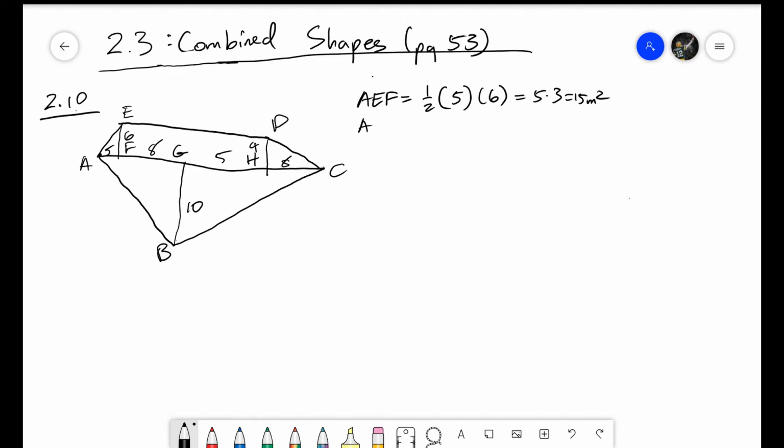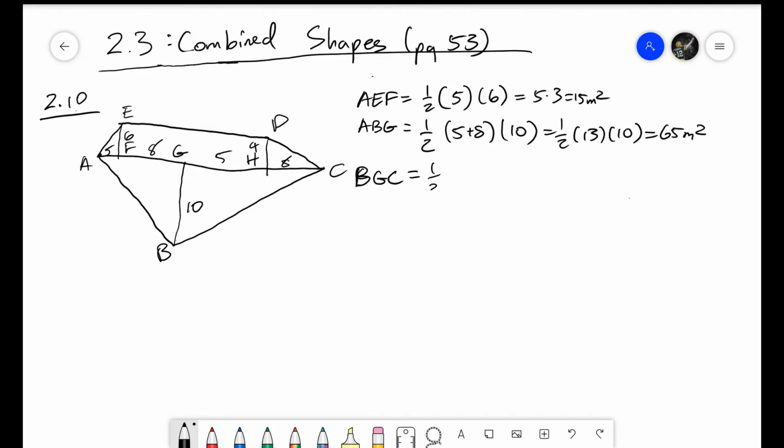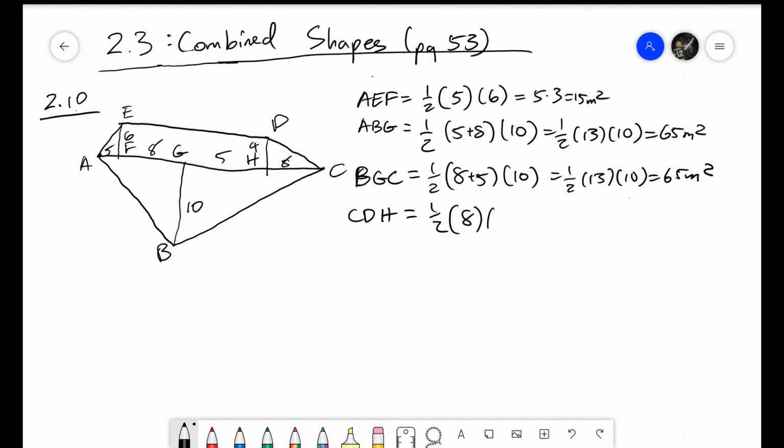The area of ABG is equal to 1/2 times AG, which is 5 plus 8, and BG is 10, which is equal to 1/2 times 13 times 10, which is equal to 65 meters squared. Next is BGC. This is equal to 1/2 times CG, which is 8 plus 5, and BG is equal to 10. This is equal to 1/2 times 13 times 10, which is equal to 65 meters squared. The last triangle is CDH, which is equal to 1/2 times CH, which is 8, and DH, which is 4. And that's equal to 16 meters squared.